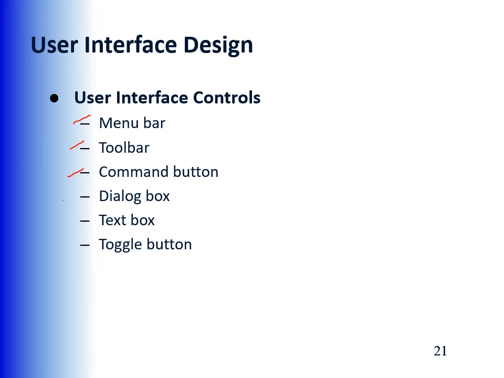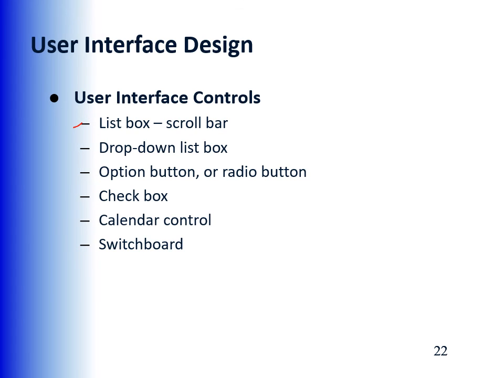You can also use a dialog box, which allows a user to enter information about a task that the system will perform. And a text box, which displays messages or provides a place for a user to enter data, and a toggle button used to represent on or off status. You also can use a list box, which displays a list of choices that the user can select. And if the list does not fit in the box, you also can use a scroll bar that allows the user to move through the available choices.